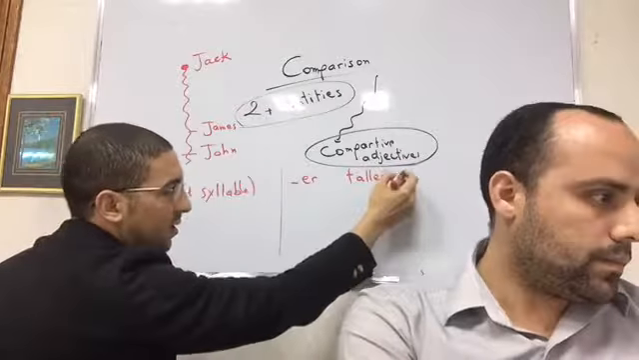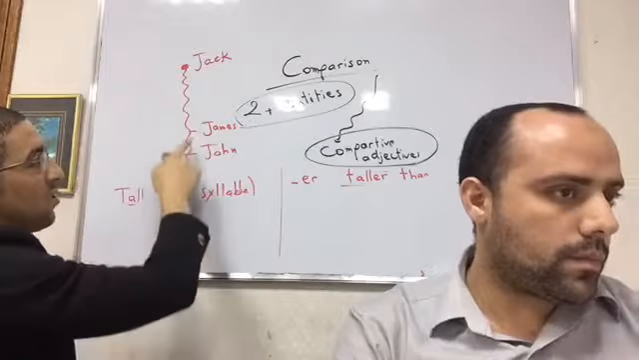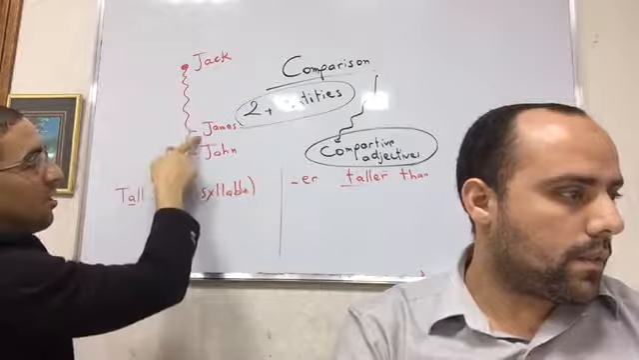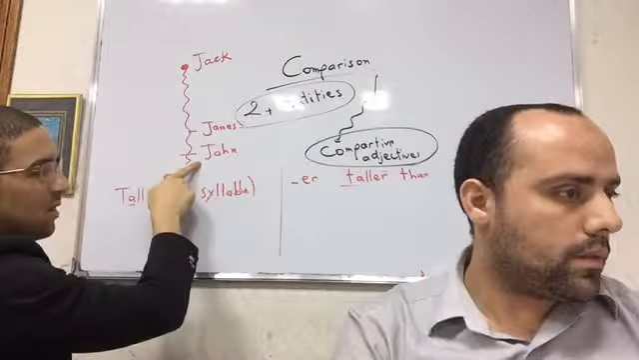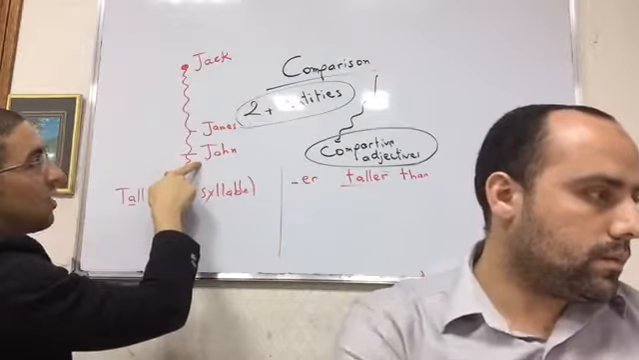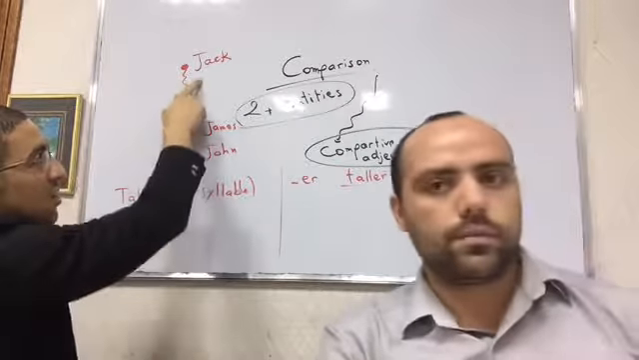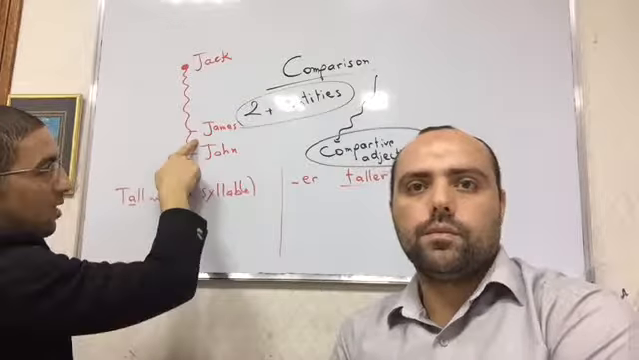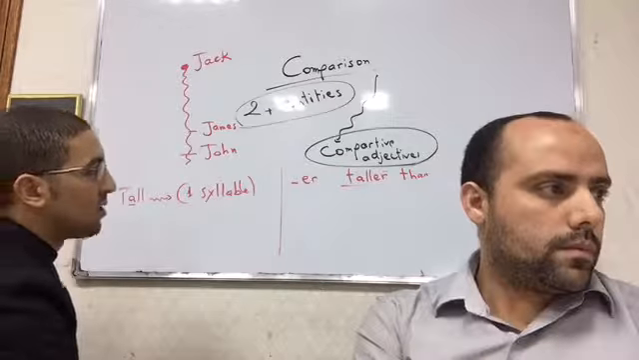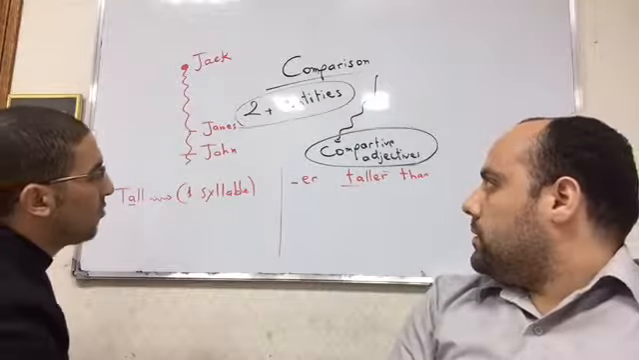And you always use that in the comparative. So for example, we're comparing these three people. Let's compare James and John. We're going to say James is taller than John. And we're going to say Jack is taller than James and John. Jack is taller than James. Okay, so this is the comparative. We compare two or more things. But the degree of comparison, of course, differs from one form to the other.